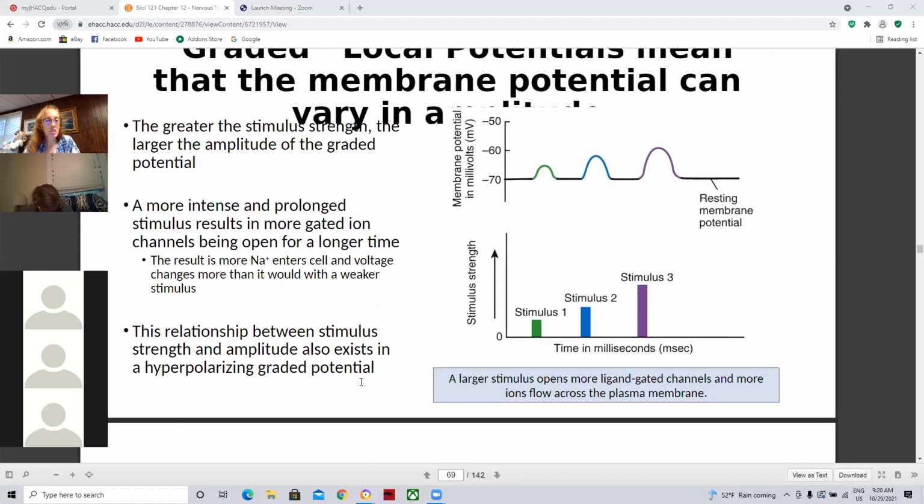This relationship between the stimulus strength and the amplitude also exists in a hyperpolarizing membrane potential. Remember, hyperpolarizing is what's going to make it more negative. Depolarizing is going to make it more positive. If sodium enters the cell, it's going to make the inside of the cell more positive. In a hyperpolarizing potential, it's going to make the inside of the cell more negative than it was. So a larger stimulus opens more ligand-gated channels and more ions are going to flow across the membrane.